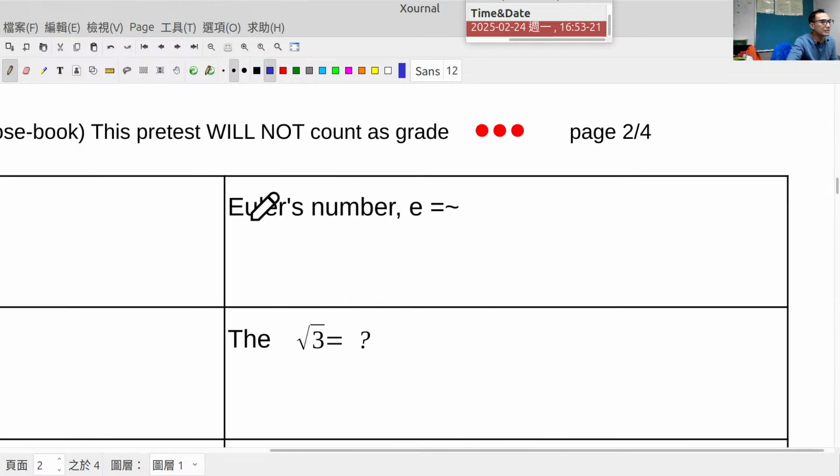Okay, then here, the Euler's number. Actually, your background is business and economics, and everyone should know this number. Why? Because this number was invented by scientists from Sweden. It's not Sweden, sorry, Switzerland.